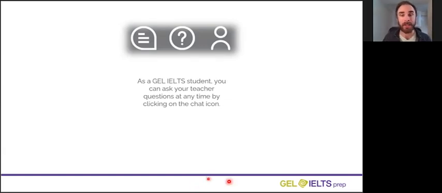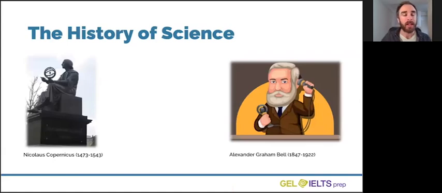Okay, let's get started. Here, we can see images of two famous scientists, Nicholas Copernicus and Alexander Graham Bell. Do you know why they are famous? Well, you might be able to guess from the pictures. Nicholas Copernicus created the theory that the sun was at the center of the solar system and that the planet Earth went around the sun. Alexander Graham Bell is famous for the telephone.